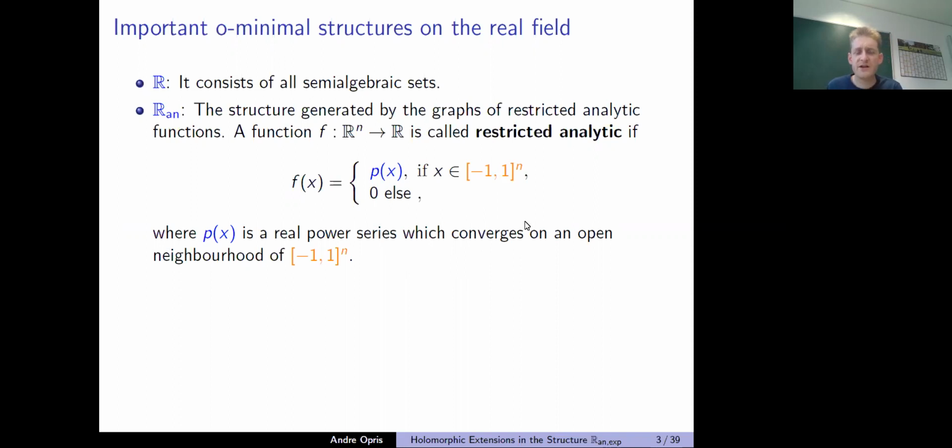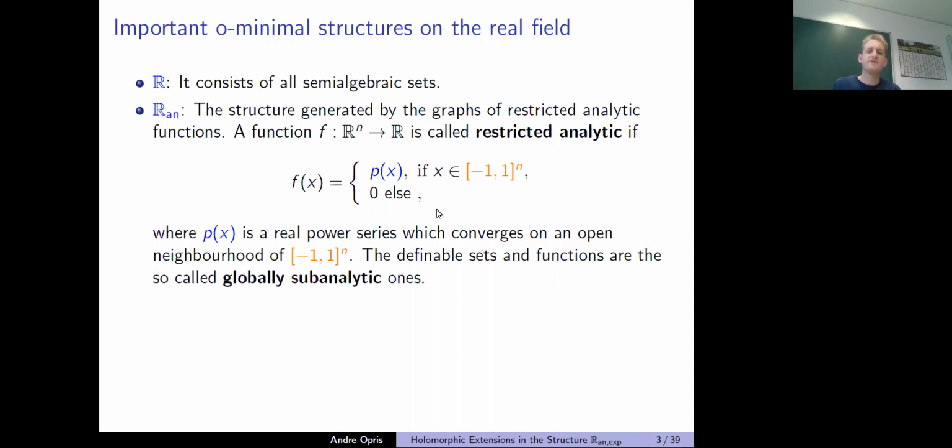For example, if you take the global exponential function or the global sine function and restrict this onto the interval [-1, 1], then it's a restricted analytic function. And this is a structure which is also o-minimal. The definable sets and functions which live in this structure are the so-called globally subanalytic ones. And important at this point is that a globally subanalytic function is polynomially bounded.